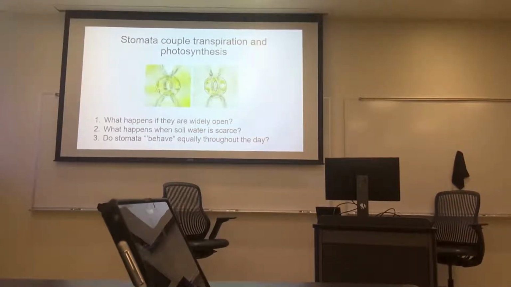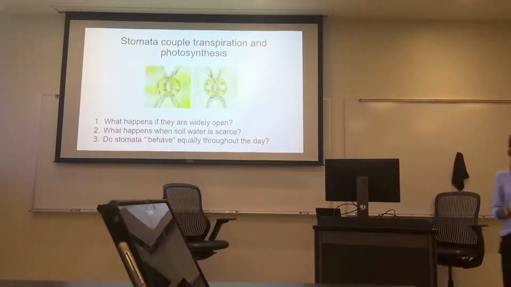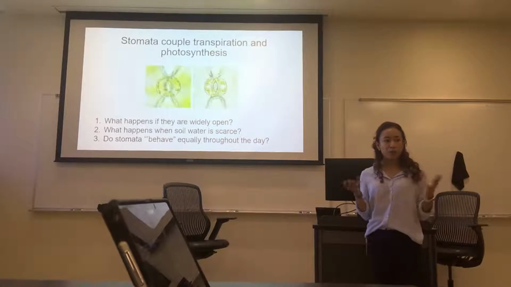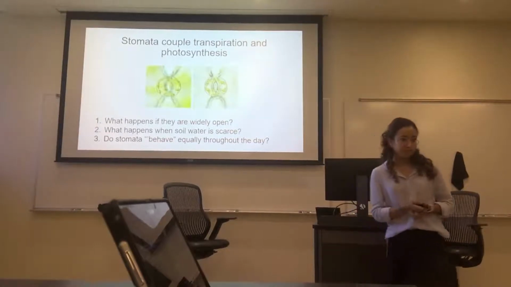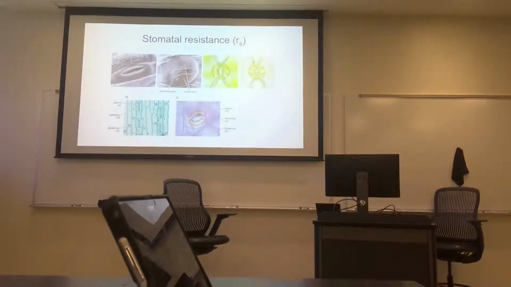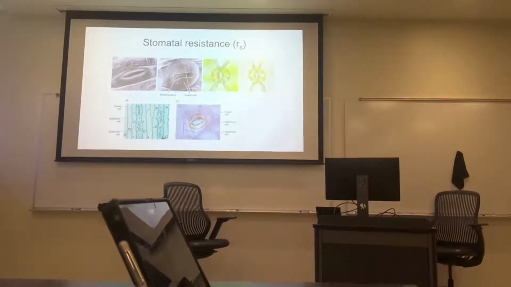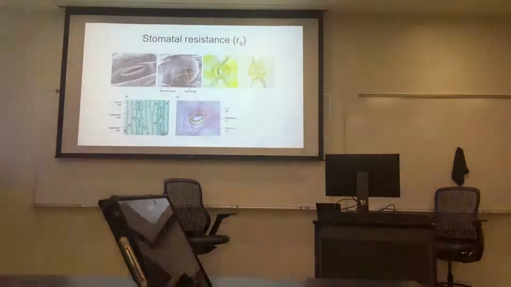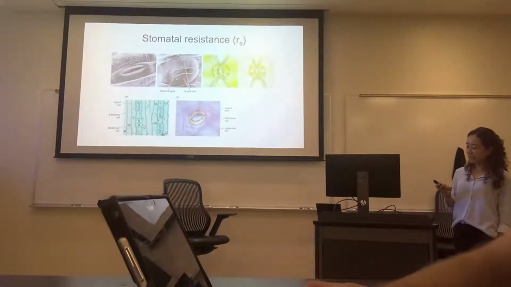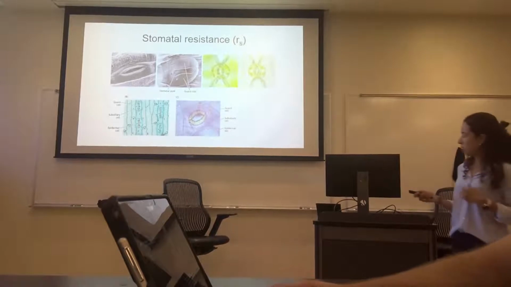So they do not behave equally through the day, even when there's plenty of water. The stomata are always regulating how much they're open and how much they're closed. And so that's basically stomatal resistance: how much open or closed they are, and that tells the plant how much water it uses.